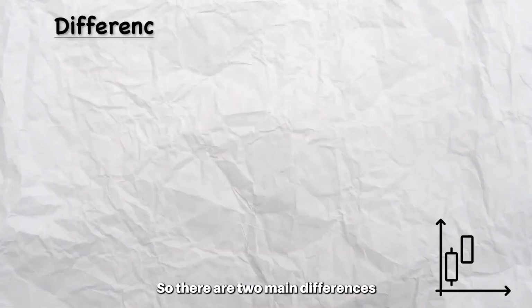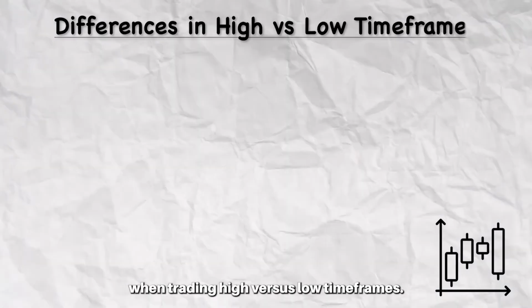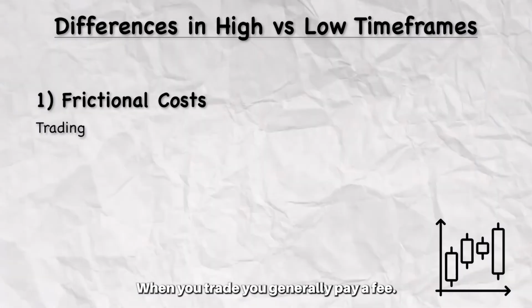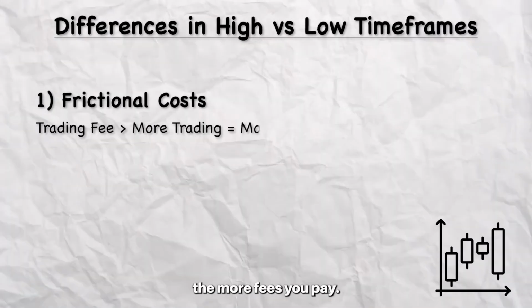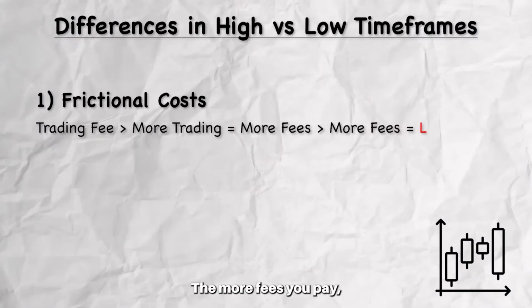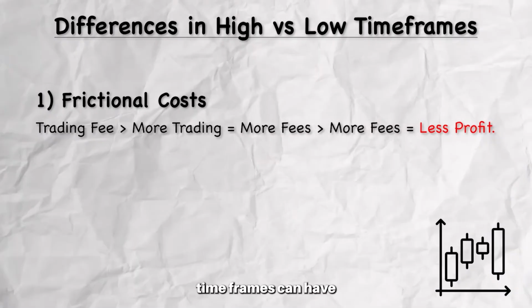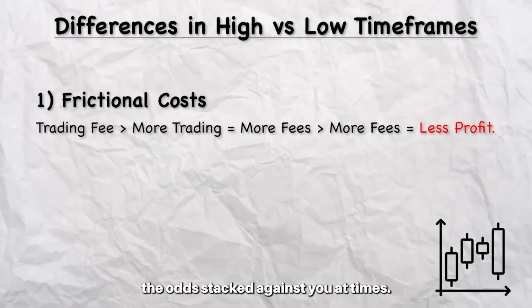So there are two main differences when trading high versus low time frames. The first being frictional costs. When you trade, you generally pay a fee. The more trading you do, the more fees you pay. The more fees you pay, the less profit there is. It rubs against your gains. This means lower time frames can have the odds stacked against you at times.